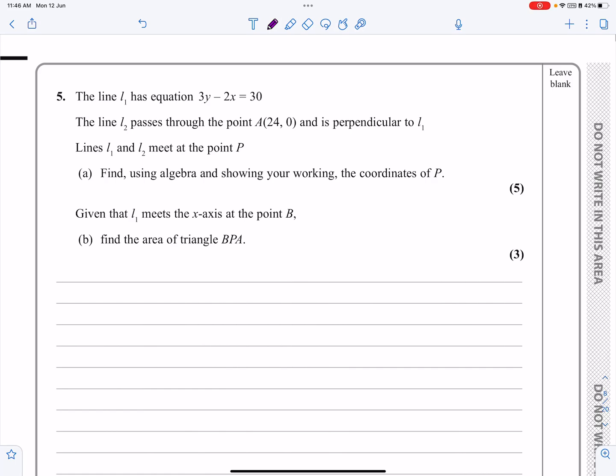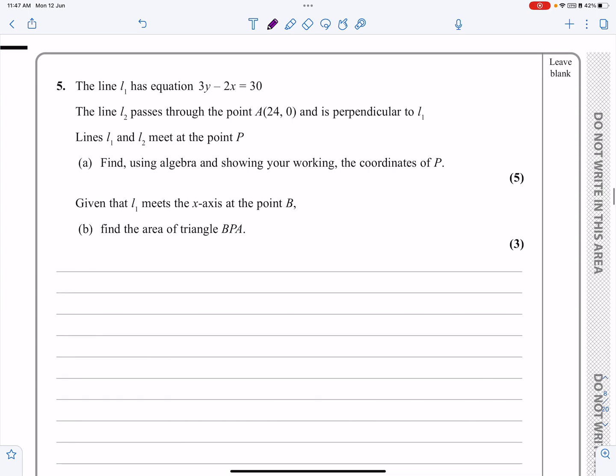Okay, this is the October 2021 paper, P1 paper, and it's question number 5. A quick look at it tells us that this is straight line graphs. We're going to be looking at parallel and perpendicular lines. I think there's a bit towards the end where we're looking at the area of a triangle. But let's have a read through and see whether we can work out a game plan for this question.